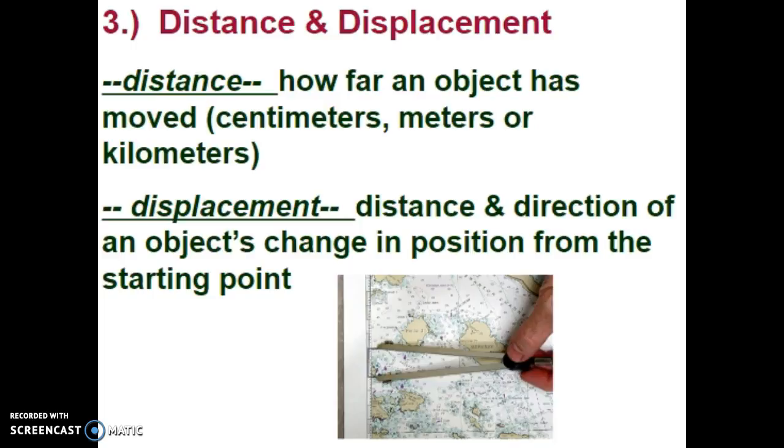So when we talk about motion, it's important to distinguish between distance and displacement. Distance is how far an object has moved. And remember, since we are in science class, we will use the metric SI system. We will be measuring in centimeters, meters, or kilometers. And displacement is both the distance and direction of an object's change in position from the starting point. Displacement does not always equal distance.